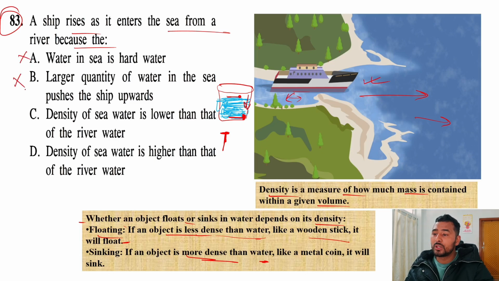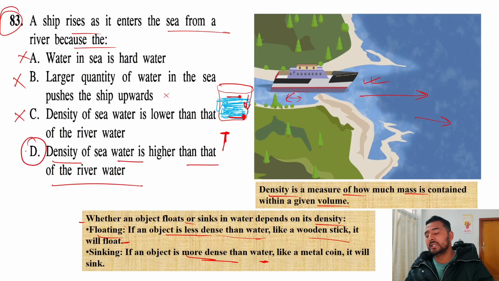No. Large quantity of water in sea pushes the ship upwards. This is also wrong. Density of sea water is lower than the river water. Wrong. Why? Density of sea water is higher than that of the river water. Answer will be option number D. So density of sea water is higher than that of river water. That's why ship is not sinking.